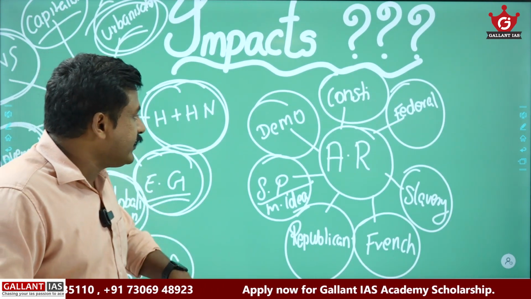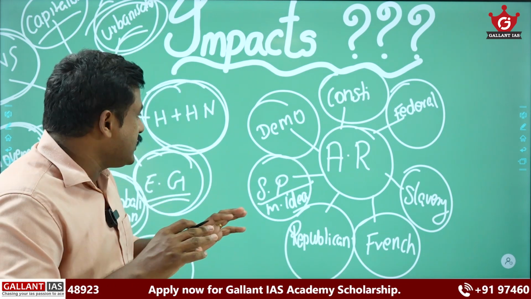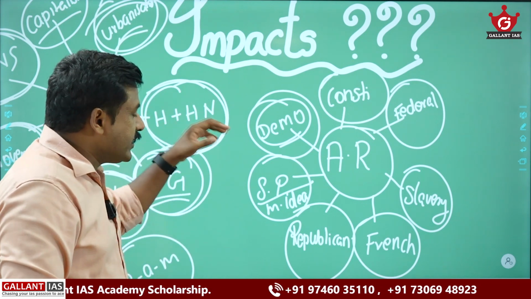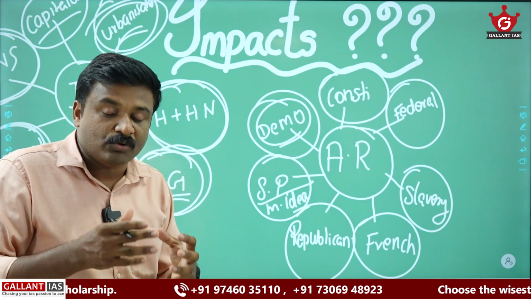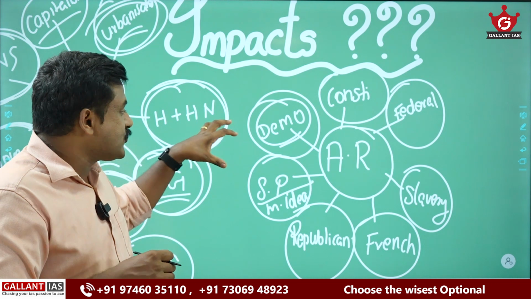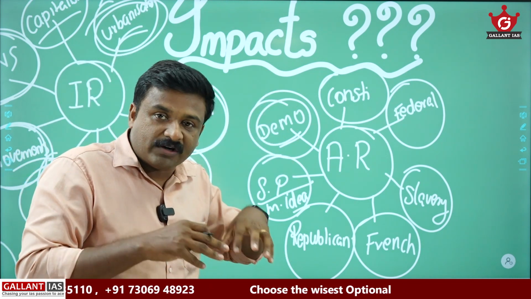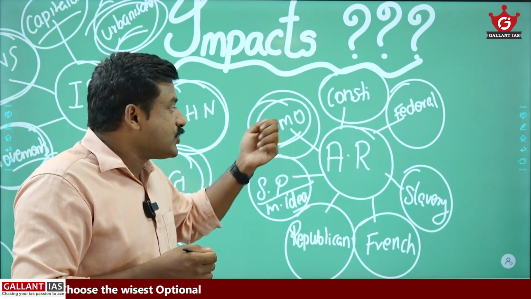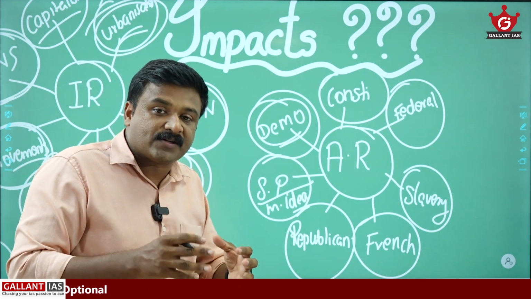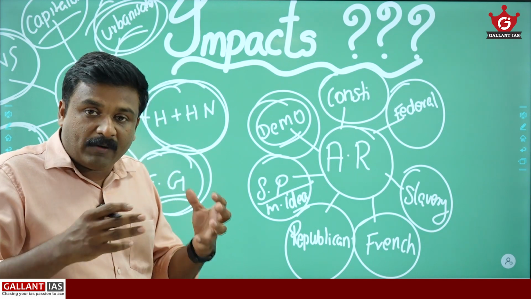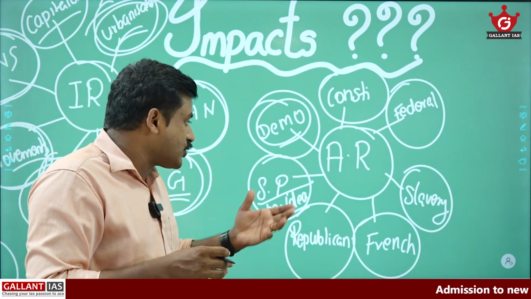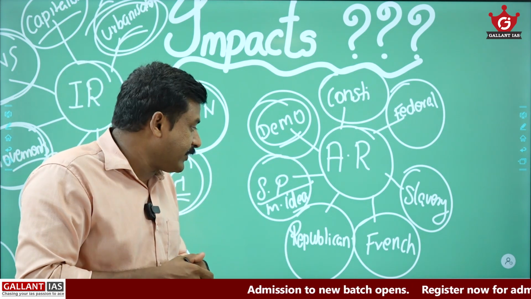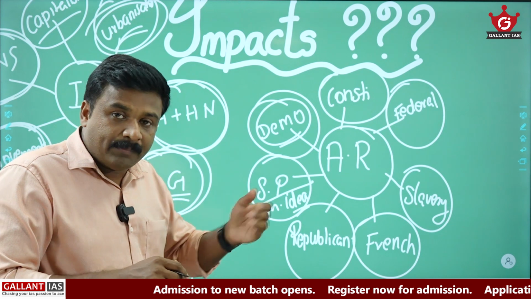Similarly, American Revolution, the impacts of the American Revolution. Yes, for the first time, this is the first anti-colonial struggle. Yes, there is establishment of democracy, even though it is not full-fledged democracy. See, the world's first democracy established here, the world's first written constitution with the bill of rights. Again, for the first time, a federal system, federalism established here, division of power between center and states, a concept later adopted by other countries. Then it started the process of abolition of slavery, even though it happened after the American Civil War.